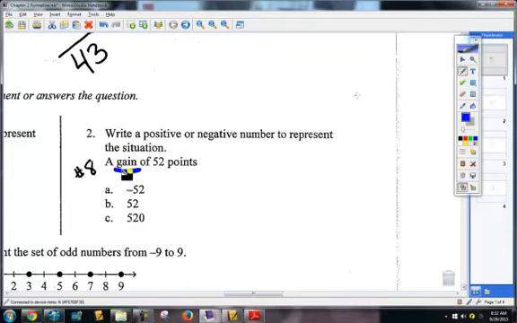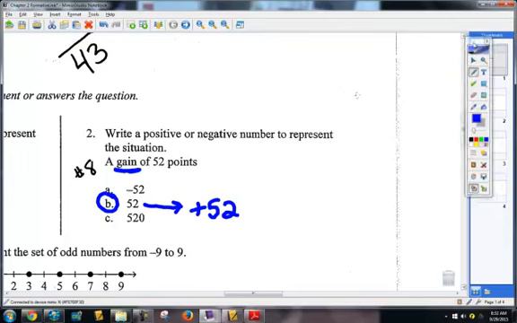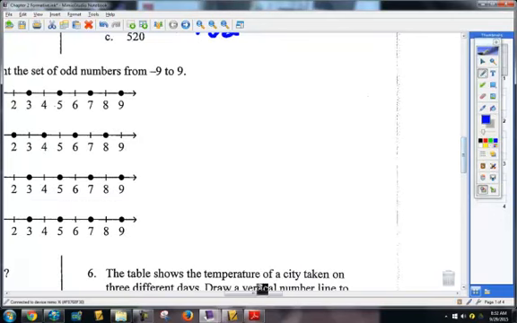Okay, your key word is gain. So if you're gaining 52 points, then obviously that is going to be a positive 52. And remember, this and this is the exact same thing, right, everybody? They're the exact same thing, but we don't put a plus on when we're writing positives. Okay.